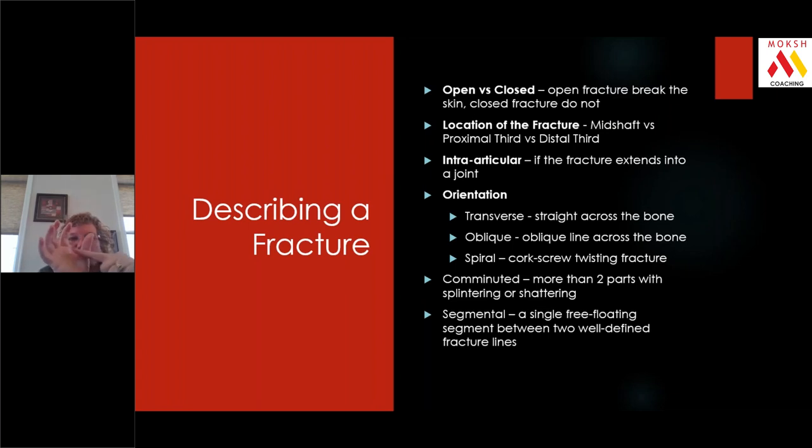Orientation: transverse goes straight across, oblique goes at an angle, spiral corkscrews. And we see that with twisting injuries where someone would grab, or your foot plants and your leg twists and you get it going around the bone. Comminuted is more than 2 parts with splintering or shattering. Segmental has a single free floating segment.